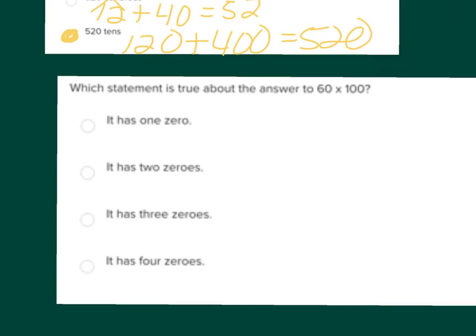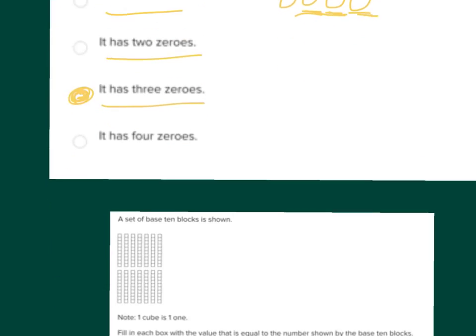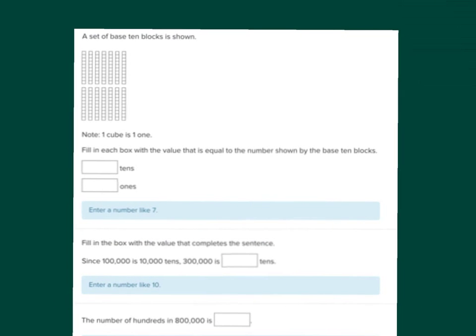Which statement is true about the answer to 60 times 100? Okay, so that's a little bit easier. So 60 times 100 would be 60 with the 2 more zeros. So which of these is true? Does it have 1 zero? No, it has 3 zeros. Does it have 2 zeros? No, it has 3 zeros. Does it have 3 zeros? Yes, it has 3 zeros. Does it have 4 zeros? No. Okay, so there's our answer. It has 3 zeros.